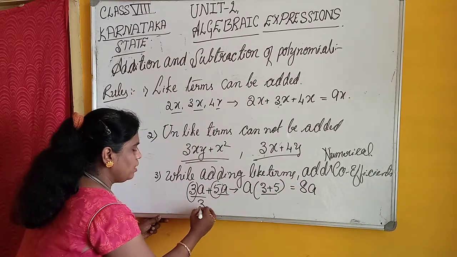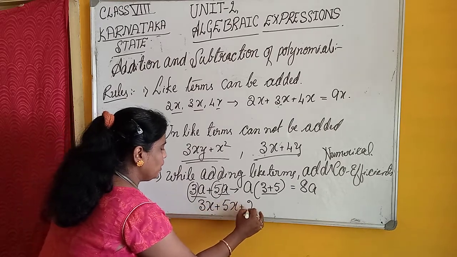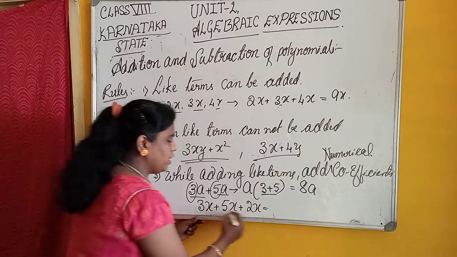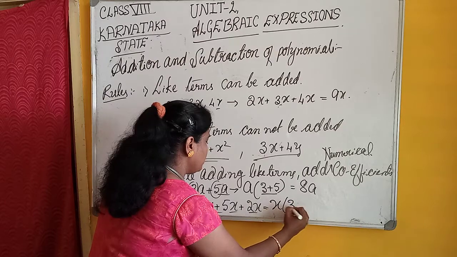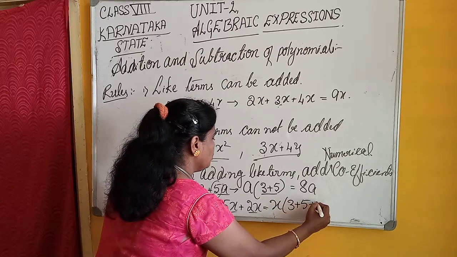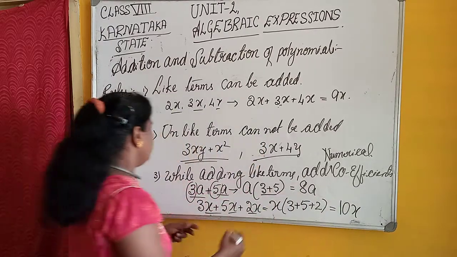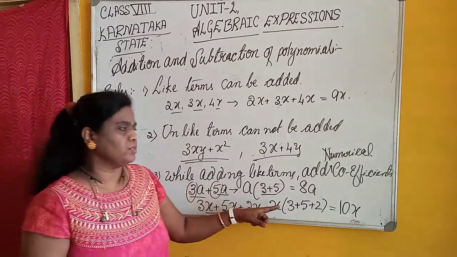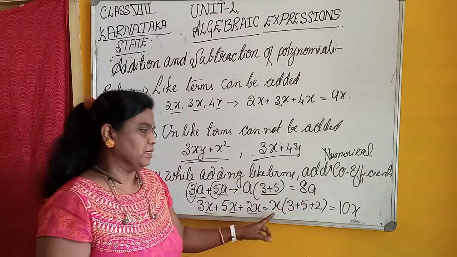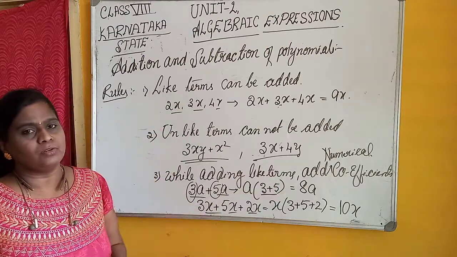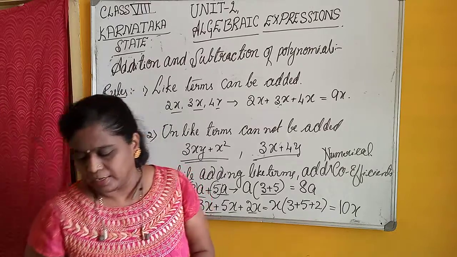Like that, 3x plus 5x plus 2x. In this also, x is the same variable and the coefficients are 3 plus 5 plus 2. That is equal to 10x. Okay, well understood? While adding like terms, add only the numerical coefficients, not the variables. These are the rules to follow while adding like terms.